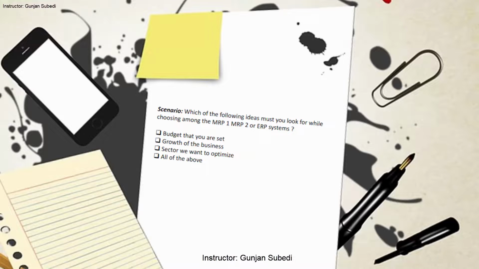Alright, let me provide you the second question. This is just a logic-based question. I want to see your answers in the comments so that I can personally check them. Which of the following ideas must you look for while choosing among the MRP1, MRP2 or the ERP systems? Is it the budget that you have set? Is it the growth of the business? Is it the sector we want to optimize? Or are all the above mentioned options correct? I want to see the logic behind you choosing the answer, and I also want to see your logical answer in the comment box. I will talk about the answer in another video of our production and manufacturing series.